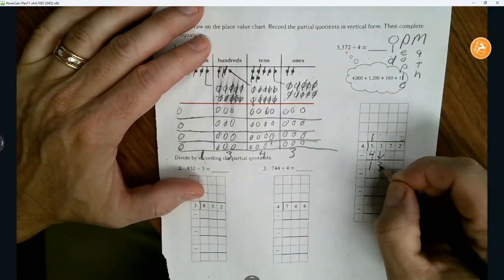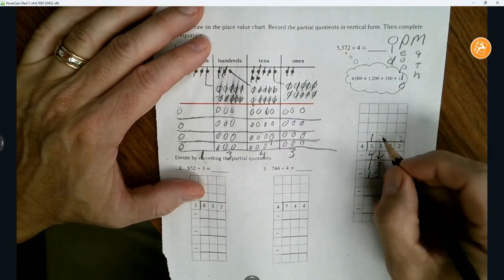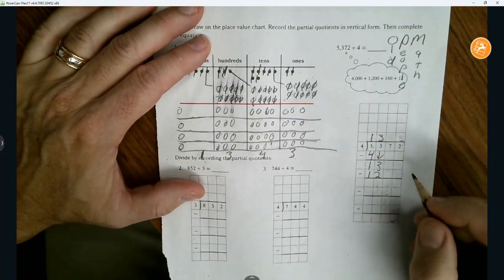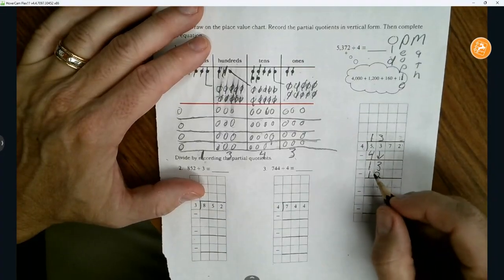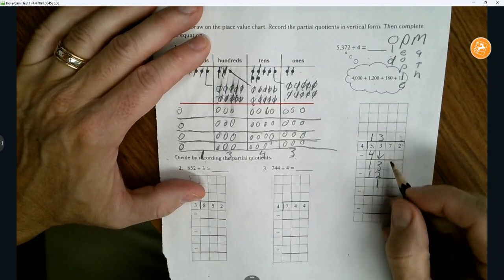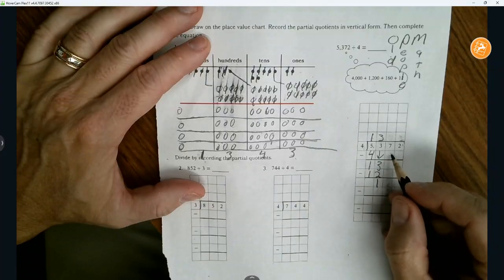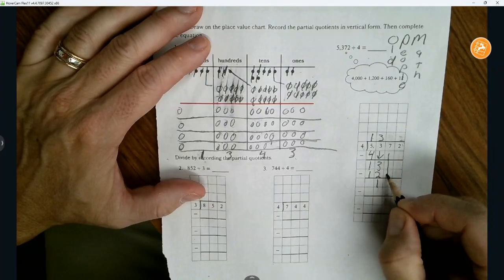So how close can we get? Yes, 12 is the closest, which is 4 times 3. So 4 times 3 is 12. 13 minus 12 is 1. 4 cannot go into 1 because 4 is bigger than 1. So 4 can't hide there.